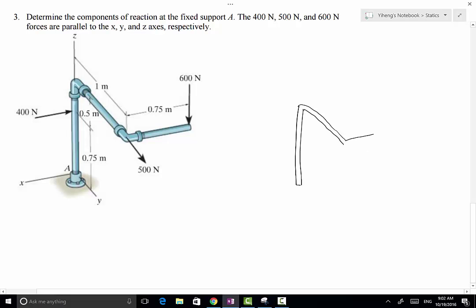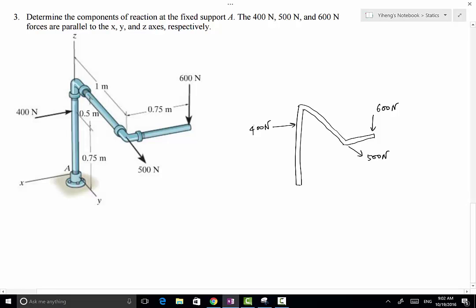And mark out the already known applied forces. And then we have a force right here. And now we need to sketch out the unknown support reactions.